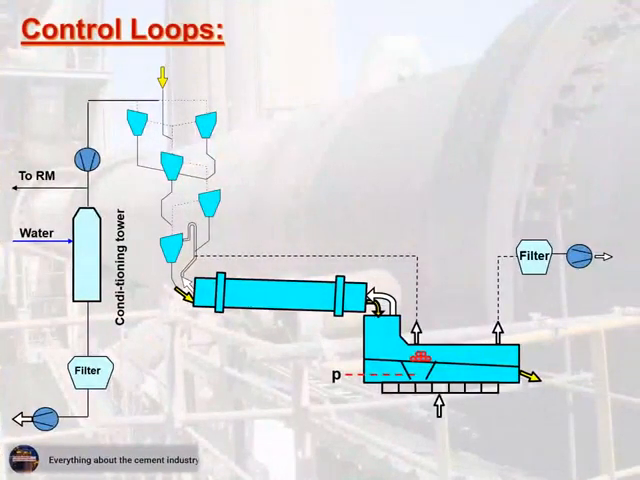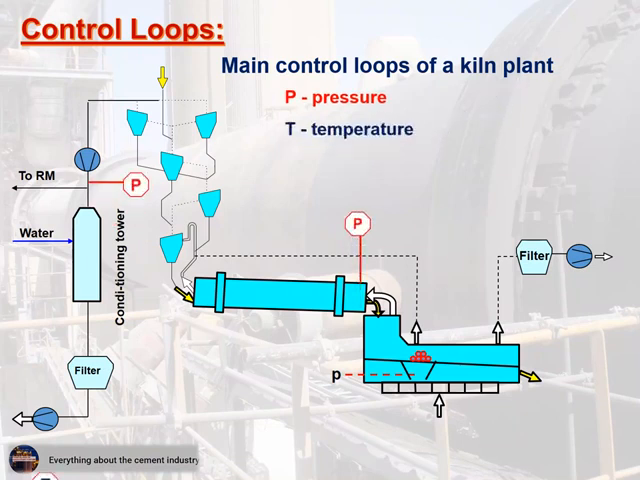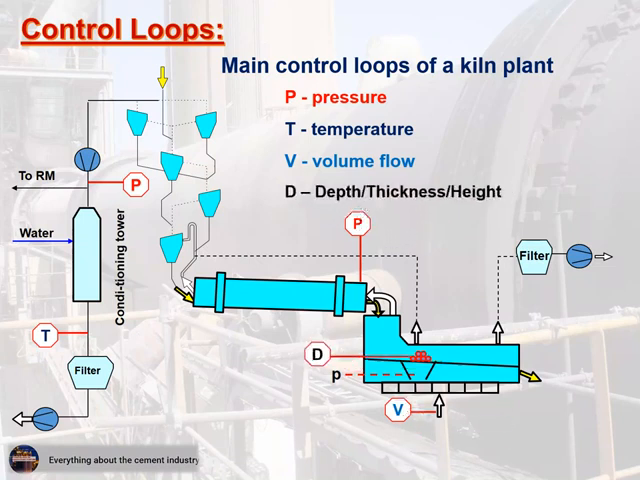Control loops. In these slides, we will explain all the control operations that occur in the rotary kiln. Main control loops of a rotary kiln plant. 1. P, pressure. 2. T, temperature. 3. V, volume flow. 4. D, depth, thickness, height.